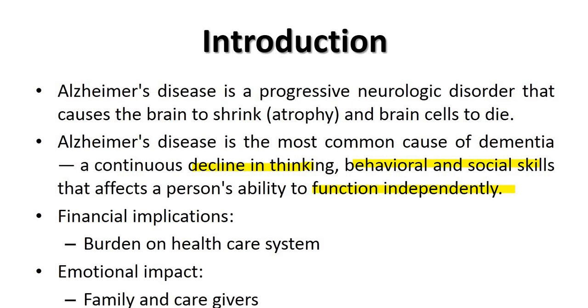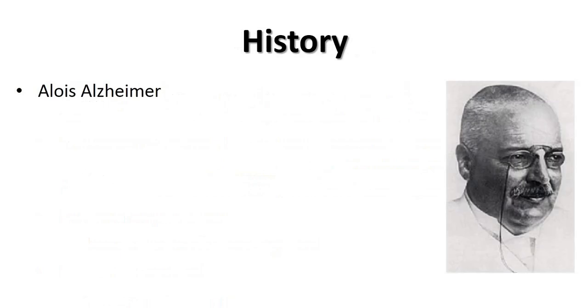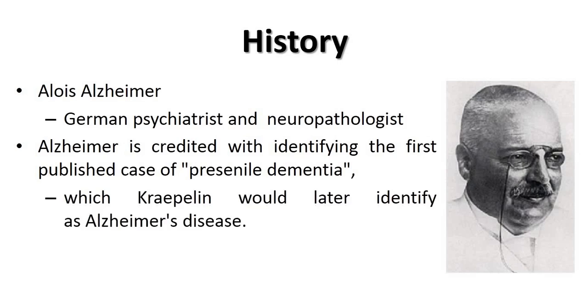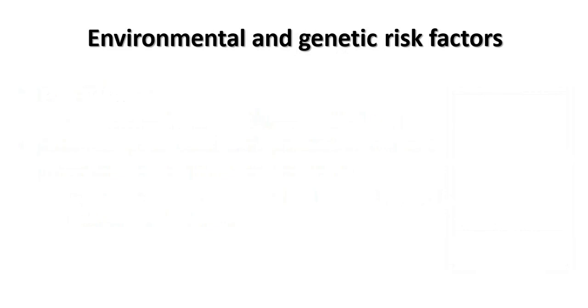We go to the history of Alzheimer's disease. It was Alois Alzheimer, a German psychiatrist and neuropathologist. This is his photograph. Alzheimer is credited with identifying the first published case of presenile dementia. This was the patient whom Kraepelin would later identify as Alzheimer's disease.